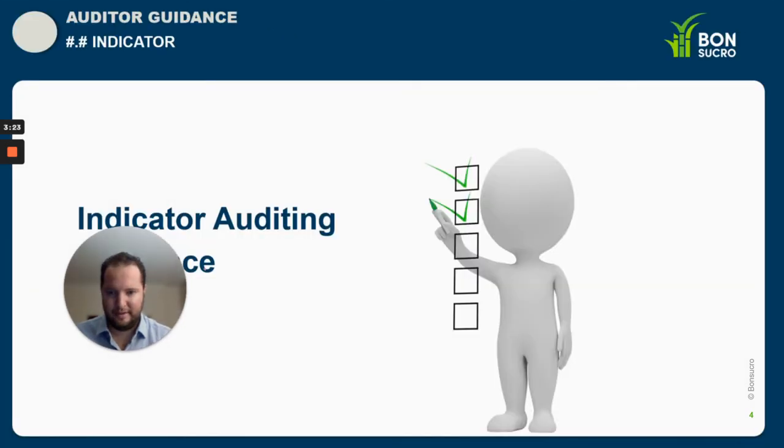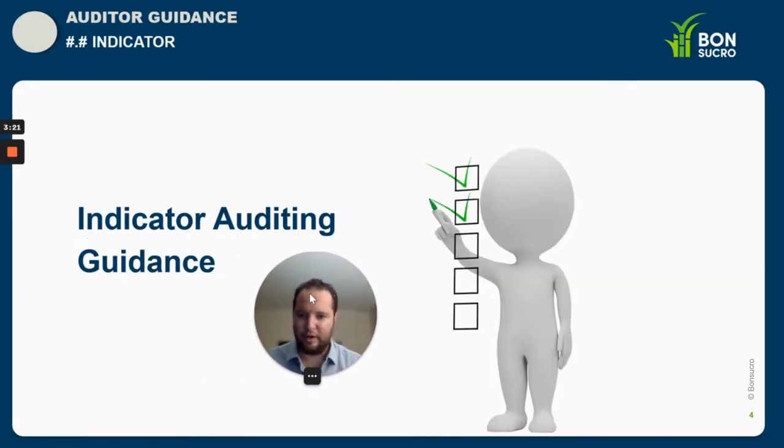And at the end we have the indicator auditing guidance. This is a summary of the auditing guidance. So we will have first the Bonsucro Production Standard, second the implementation guidance to understand how to implement, some concepts in the middle, and third the auditor guidance, how to audit this indicator. This is the end of the structure for each indicator on the training material.